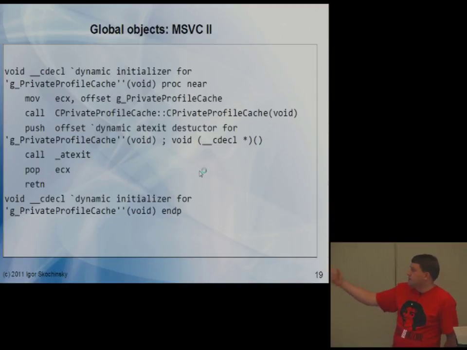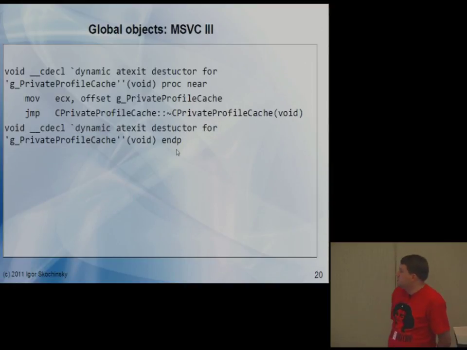So there is memory allocated in the data area, this variable. We move it to ECX because it's the this call convention. We call the constructor. And then, it's Visual C code, so it uses the atexit function to schedule a destructor call at exit time. And here's this destructor function, which is called at the exit time. So it also moves the variable address and calls the destructor.